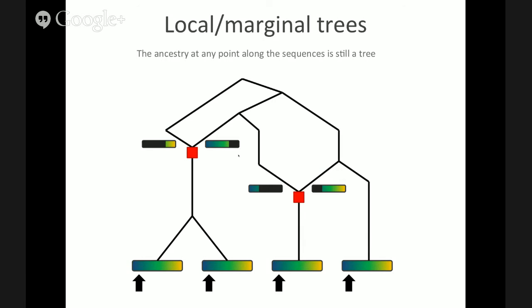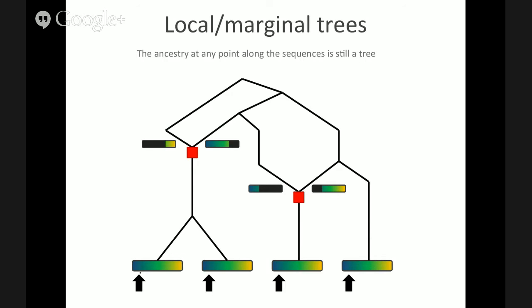So I wanted to spend a little bit of time looking at the ARG data structure a little bit more, because there's lots of different ways of looking at it, and different perspectives are useful in different applications. So one very common way of looking at ARGs is in terms of local trees or marginal trees. And the idea is, if we consider only one site in our sequence alignment, that one site still has an ancestry that can be modeled with a tree.